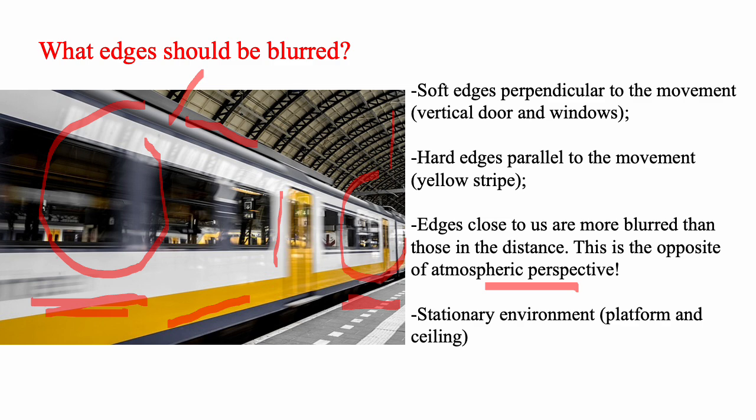Now, we also have a stationary environment. The platform tiles and the arch ceiling have sharp, crisp lines. Otherwise, the whole photo would just look out of focus.